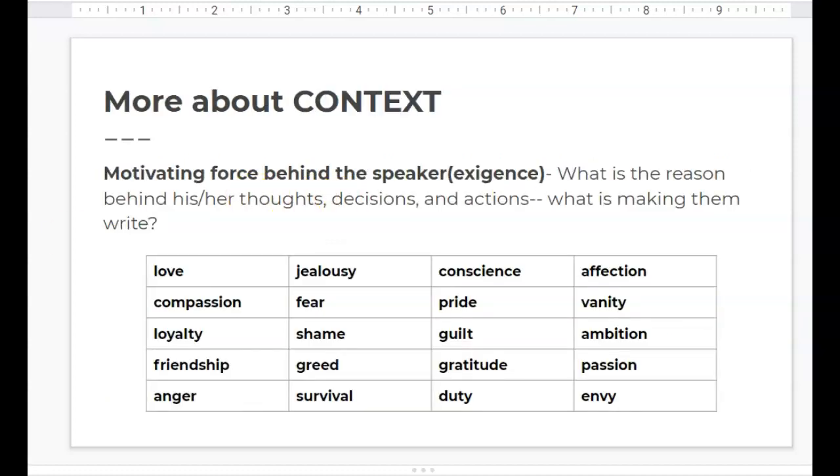So let's talk about that motivating force. You want to think about what is the reason behind that message. Is it because of love or compassion, jealousy, gratitude, envy? So it's that driving, motivating factor that would cause a person to actually sit down and put pen to paper or to begin typing those words. So what caused them to write?